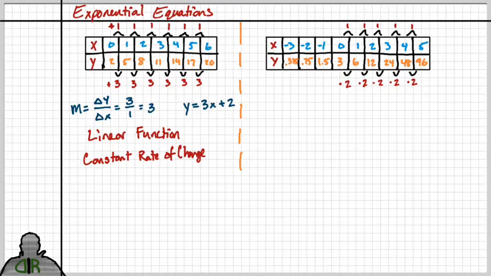Okay, so we can immediately see a difference right here. In this one, it was adding 3. It was just taking 3. 2 plus 3, 5 plus 3, 8 plus 3, 11 plus 3, 14 plus 3, 17 plus 3, and so forth. Over here, this one is multiplying. This is our major difference, okay? So an exponential function is going to be going up by a multiplier.